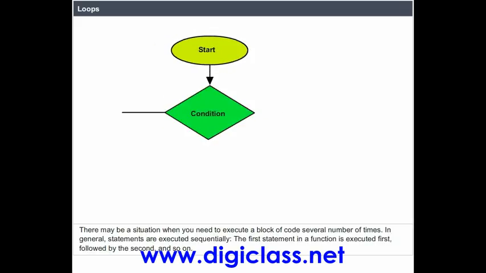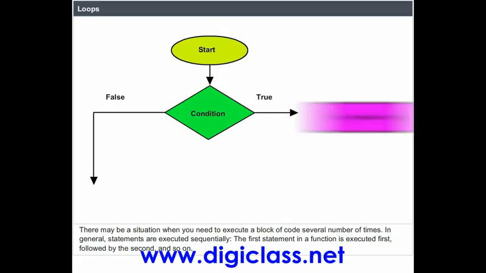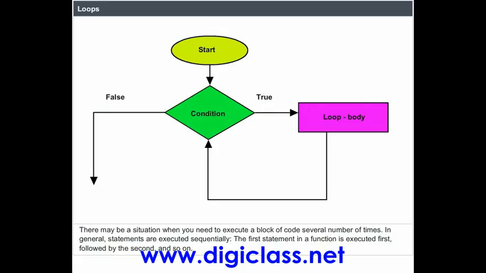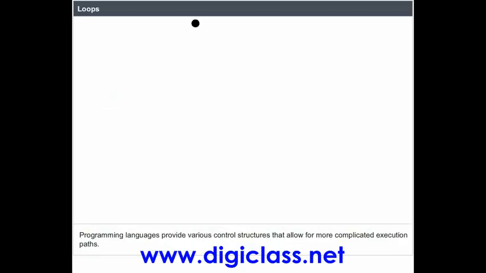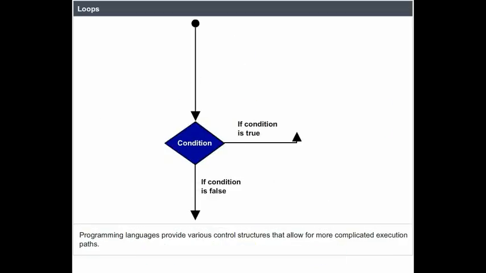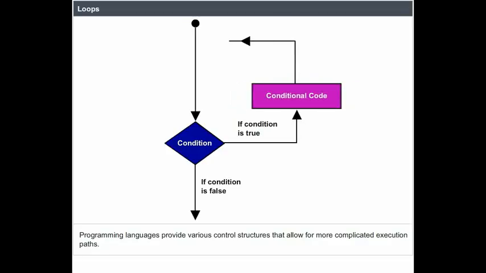Loops. There may be a situation when you need to execute a block of code several number of times. In general, statements are executed sequentially. The first statement in a function is executed first, followed by the second, and so on. Programming language provides various control structures that allow for more complicated execution paths.